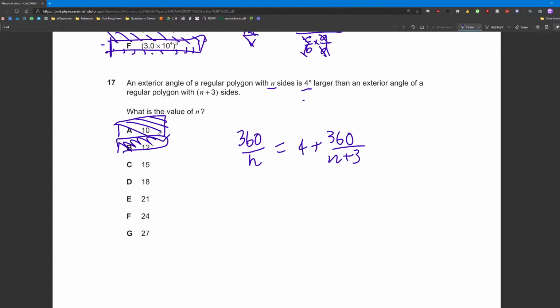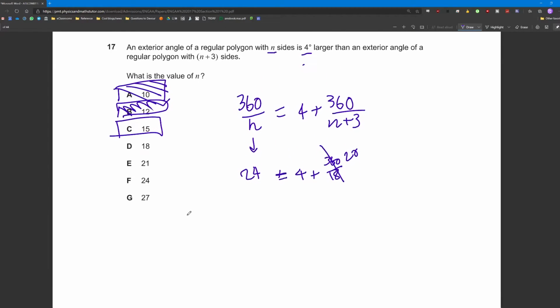This is, again, wrong. And what about 15? So 360 over 15, that's 24. And that is equal to 4 plus 360 over 18. Well, this is 20. 24 is 4 plus 20. Absolutely right. So again, that's one of the things you ought to keep in mind. At some points, it can be faster to just look at each of the answers and try them individually, rather than going through all the hassle of solving this quadratic equation. And I think that's really what the question is asking you to do, because this is so much faster for this particular question. It might not be faster for every question, but it's still advice to keep in mind.